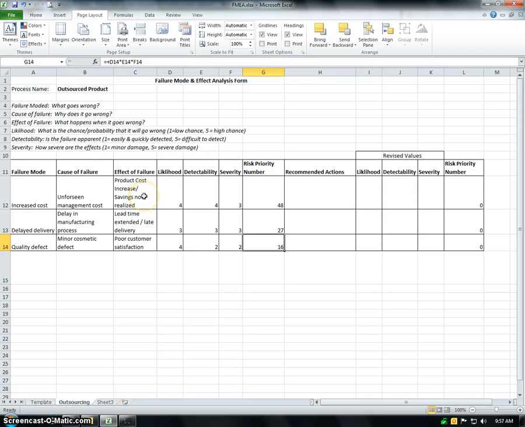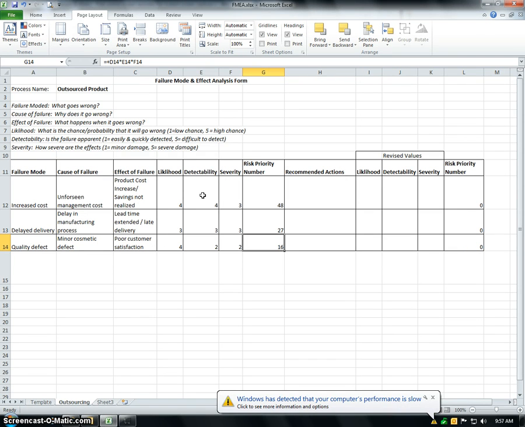The savings weren't realized, so this outsourced product had been justified based on some savings, and if costs went up, then maybe the savings aren't there. So here's where they start scoring. Likelihood. What's the chance that that was going to happen? And you see they give it a likelihood of 4, which means that group thought that there was a pretty good chance that there was going to be some unforeseen management cost.